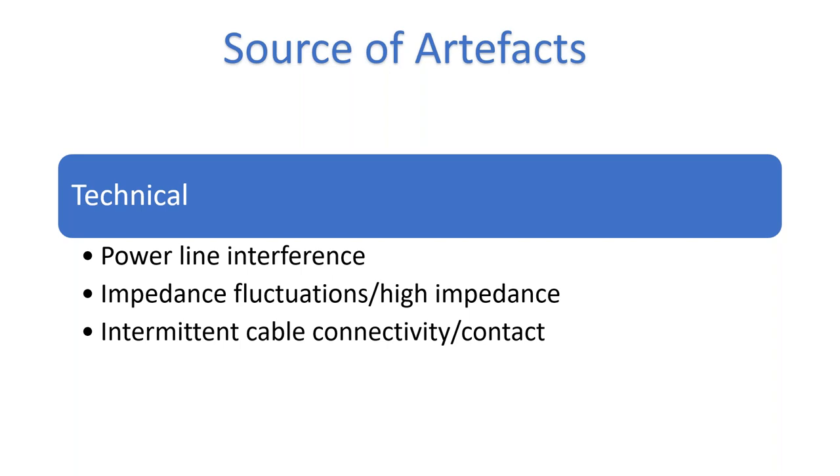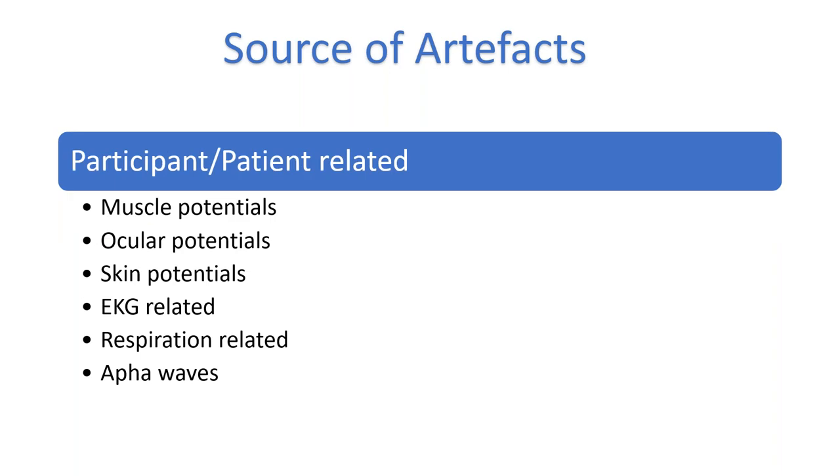So now, what are the sources of artifacts we have? The sources of artifacts can be technical, or they can be patient related or participant related. Technical means it is an electrical thing. Most often what happens is power line interference. There can also be problems because the electrodes are not good. Electrode impedance fluctuations happen, maybe sometimes the electrodes are intermittent, because of which there is fluctuation in impedance, or in general we have not cleaned properly, so there is high impedance. Or there could be a problem with the cable connectivity, or shielding in the cable. All these lead to technical artifacts, and these can generally be easily identified and eliminated.